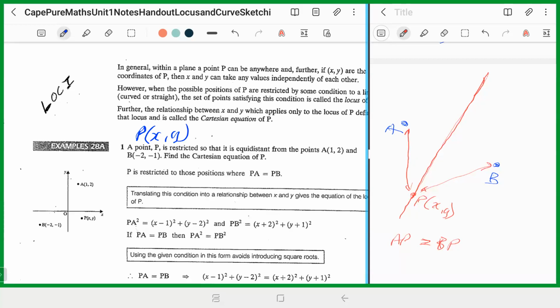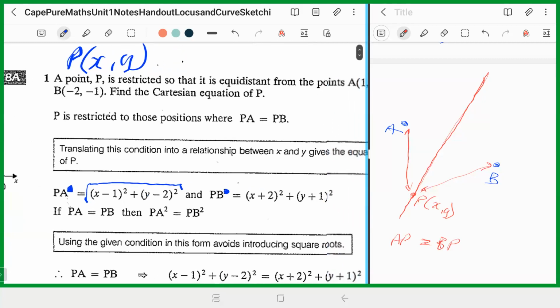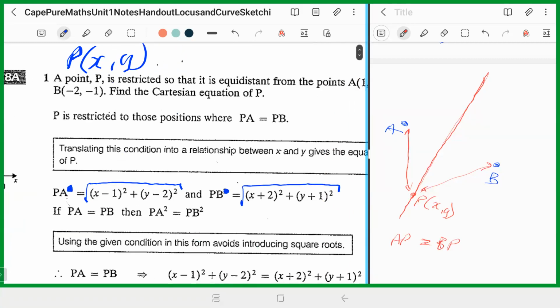If PA equals PB, I know the length of a line formula has some square root business in it. What I tend to do sometimes is square it. But if I did not put the square here, then I would have the square root on this, and then this would be an expression for PA, and this would be an expression for PB, using the length of line formula. Remember, I'm using P as a point (x, y).